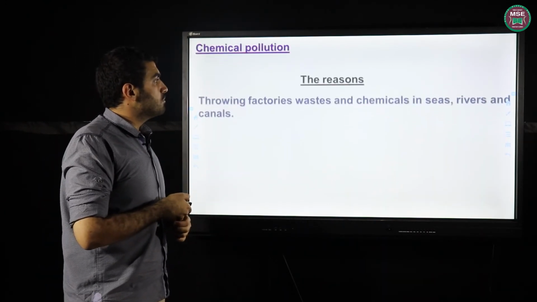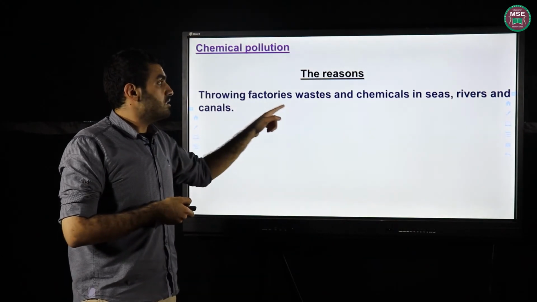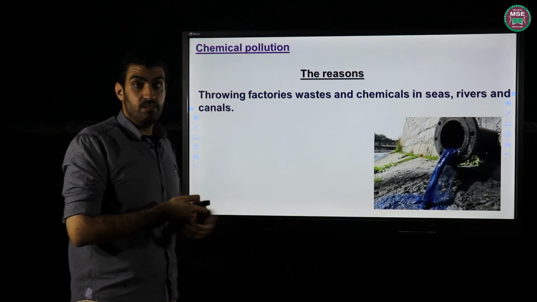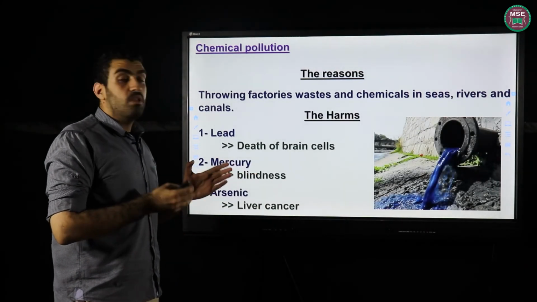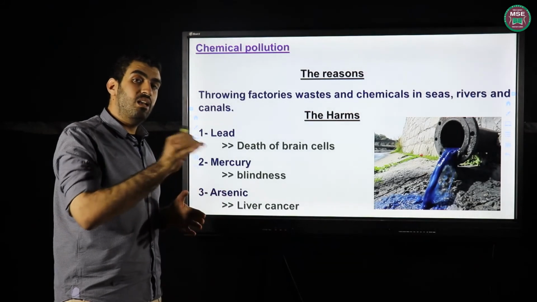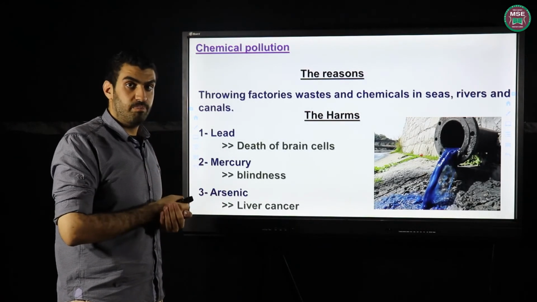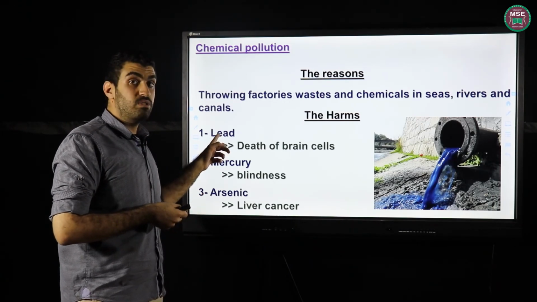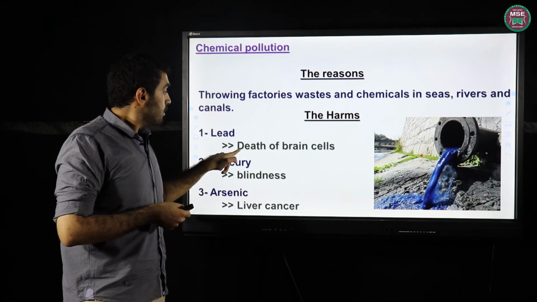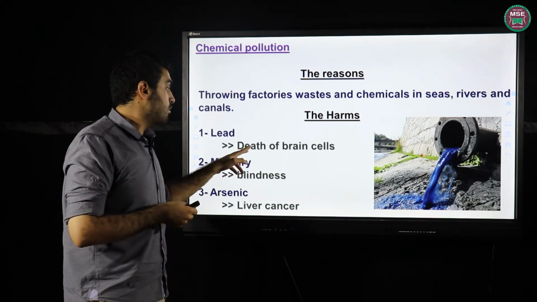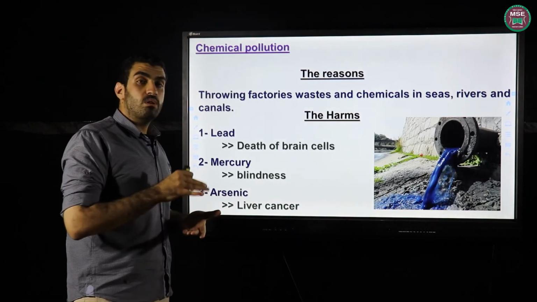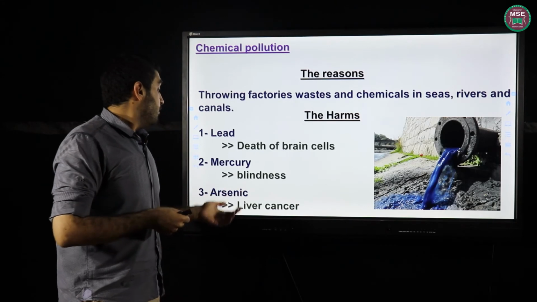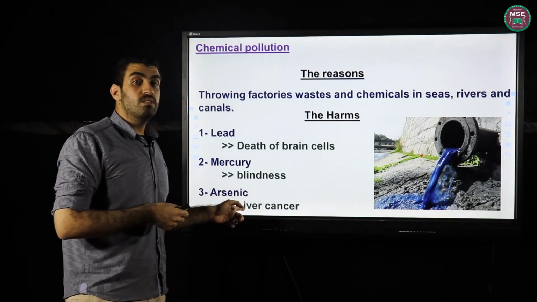Chemical pollution, reasons: throwing factories' wastes and chemicals in seas, rivers, and canals. It causes harm or disease depending on the element that is taken by our body. For example, if I drank some water containing lead, it causes death of brain cells. If the water contains mercury, it causes blindness. If the water contains arsenic, it causes liver cancer.